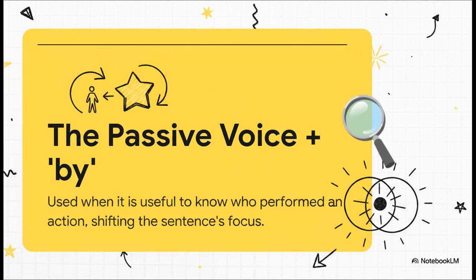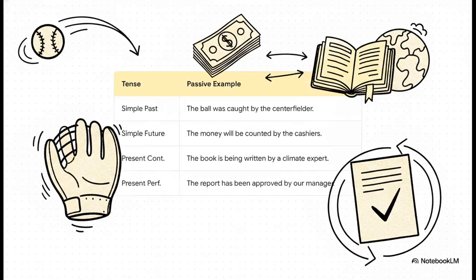Well, it's all about one thing: focus. Think about it. Sometimes what's really important isn't who did the action, but who or what received the action. The passive voice is like a director's tool. It lets you move the spotlight from the doer to the receiver just by changing the sentence around. And the cool thing is, it's super flexible. You can use the passive voice in pretty much any tense.